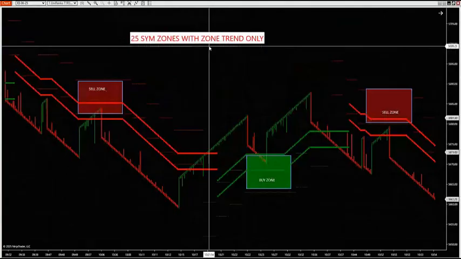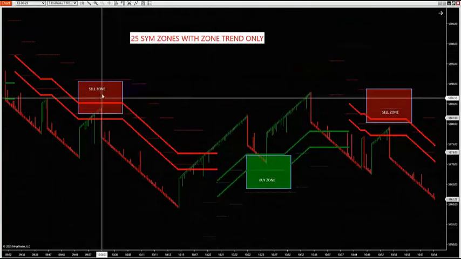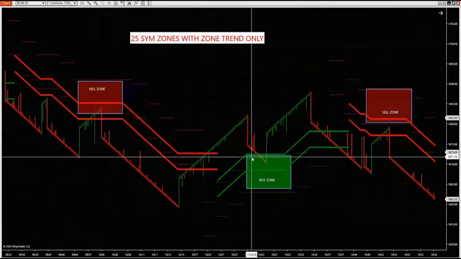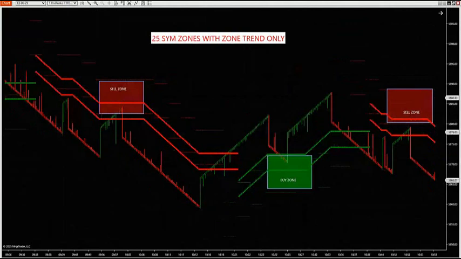25 sim zones with zone trend only, 30-year back tested zone. Comes right up inside of it. Does not break market structure. Reverses. Down inside of it. Reverses. So that's what we're going to do here this morning.